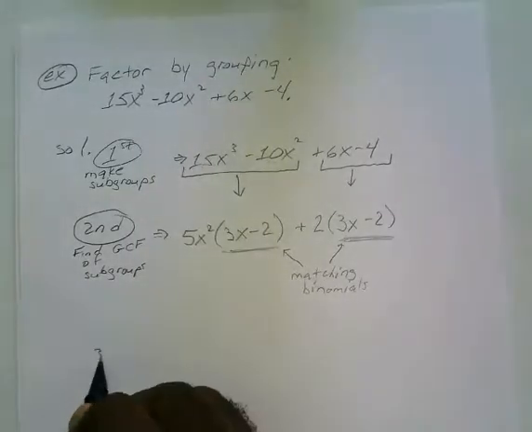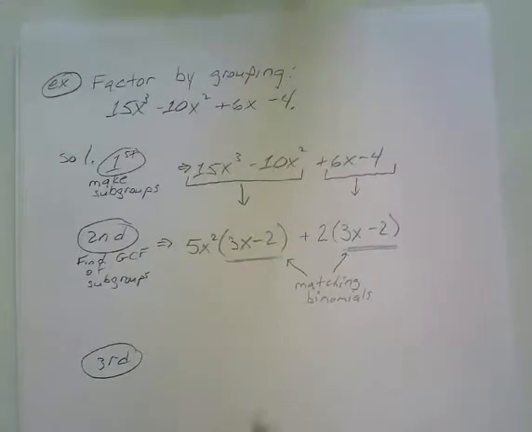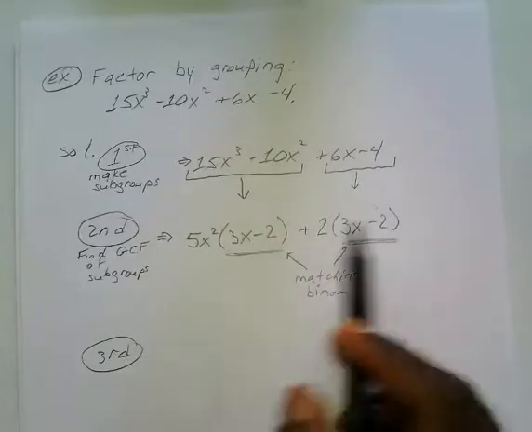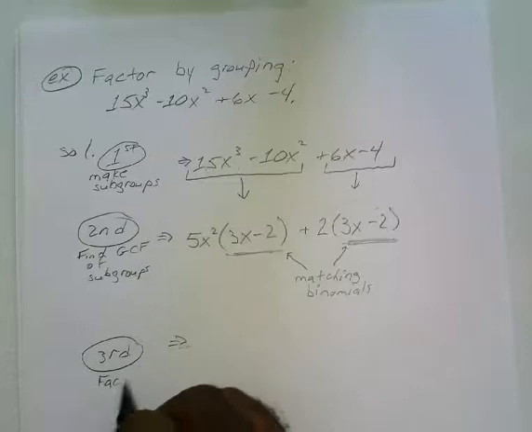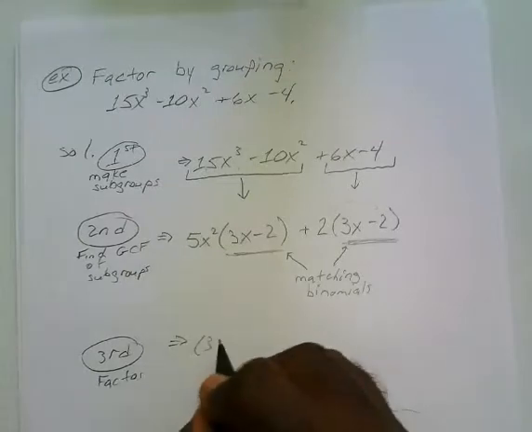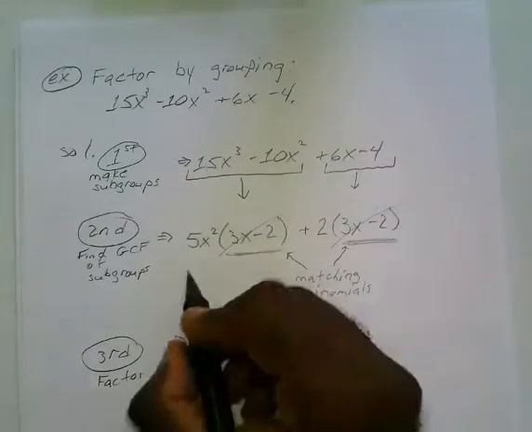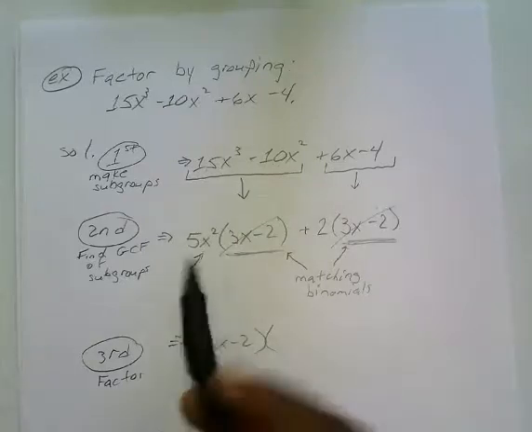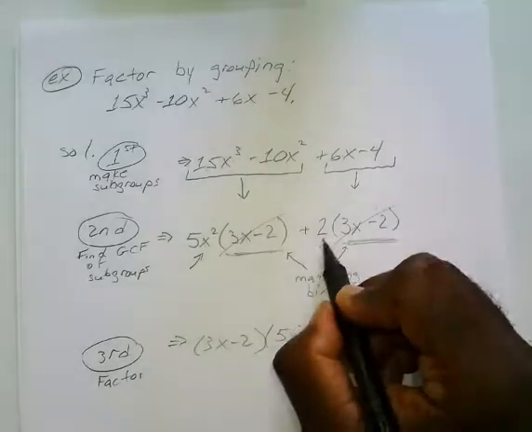Third, you're going to factor out those matching binomials. So you have 3x minus 2 and 3x minus 2. You're going to bring that right out to the front. So 3x minus 2. And you can go ahead and cross that out if you like. And whatever's left goes inside the other parentheses. So you have 5x squared and that one there, which is plus 2.